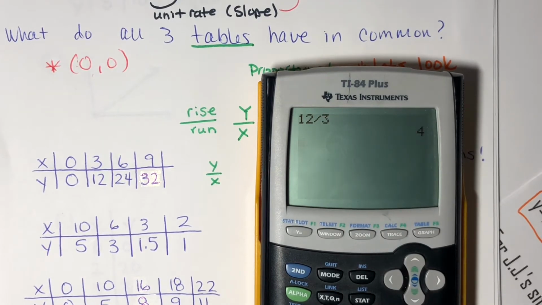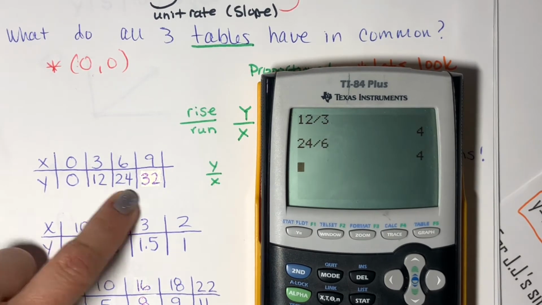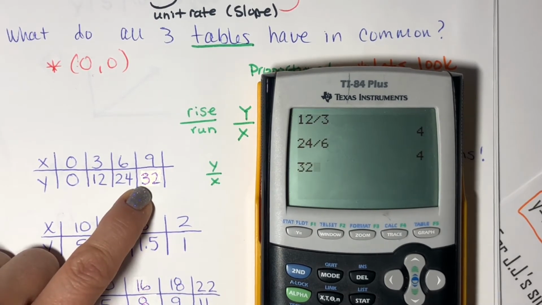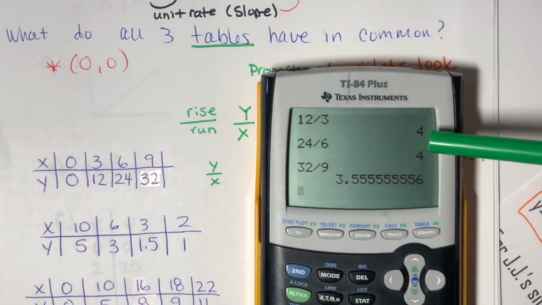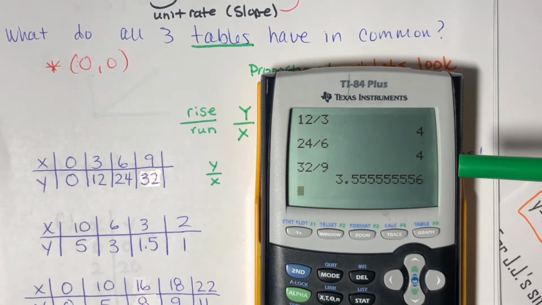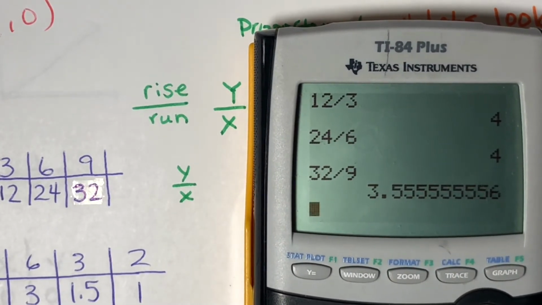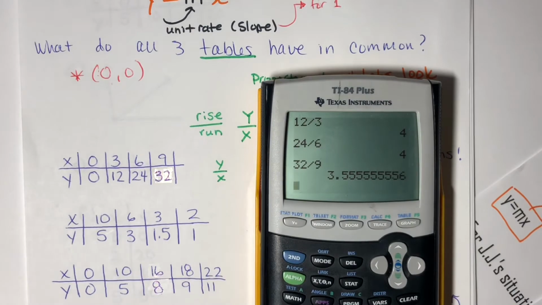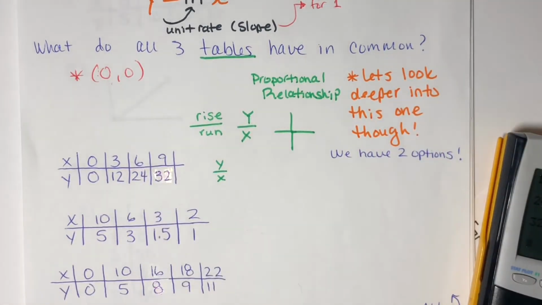Okay, good. Let's take a look at the next one, 24. We know 24 divided by 6 is also going to give us 4. But last time I checked, 32 divided by 9 does not give me 4. 36 divided by 9 does give me 4. So guess what? These numbers in my calculator are not all the same. This last one is different, which means that this is not a proportional relationship. When I divide all of my y's by my x's, I don't have that same number.